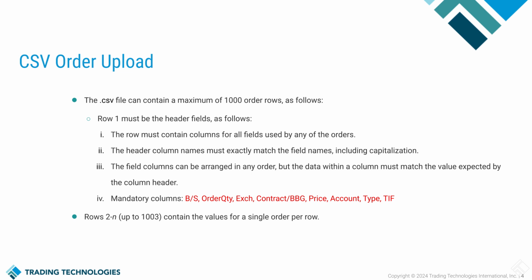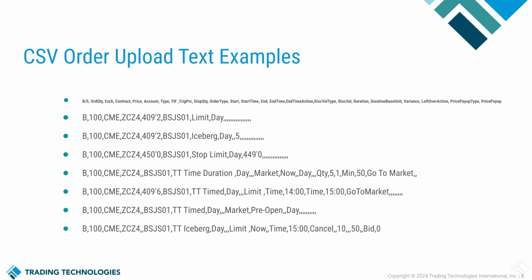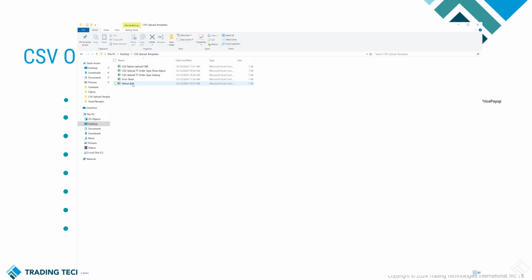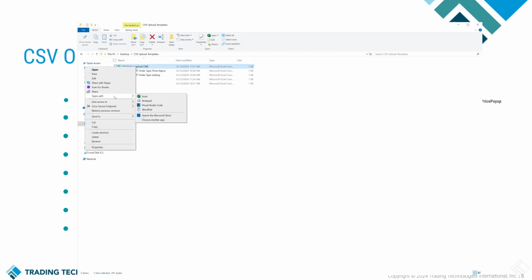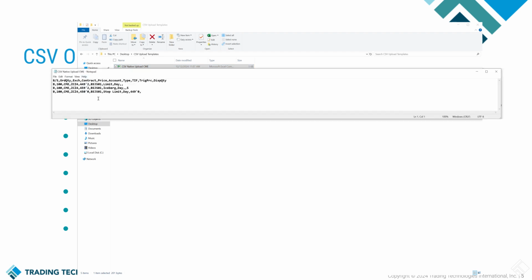Rows 2 through 1,000 contain the values for a single order per row. Here I've posted the order text view of the CSV file with a few of the order type examples we will cover on the TT platform today. You can always access this in your CSV file: just right click, say open with, and then open it in Notepad, and then you can see the text view. All right, next I will move on to the TT platform to go through some different examples.